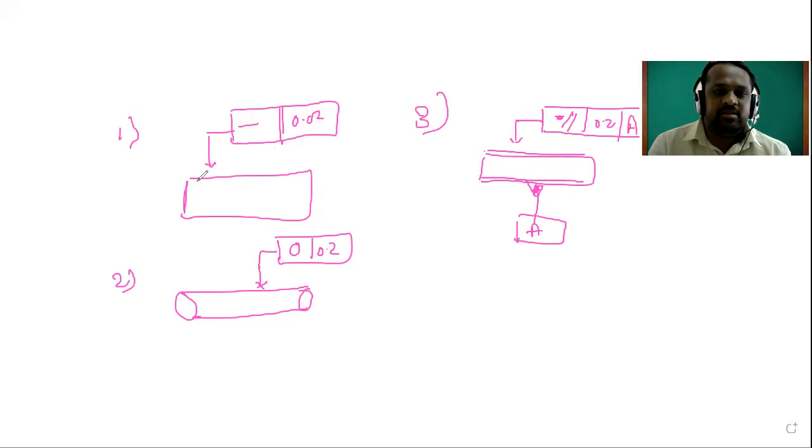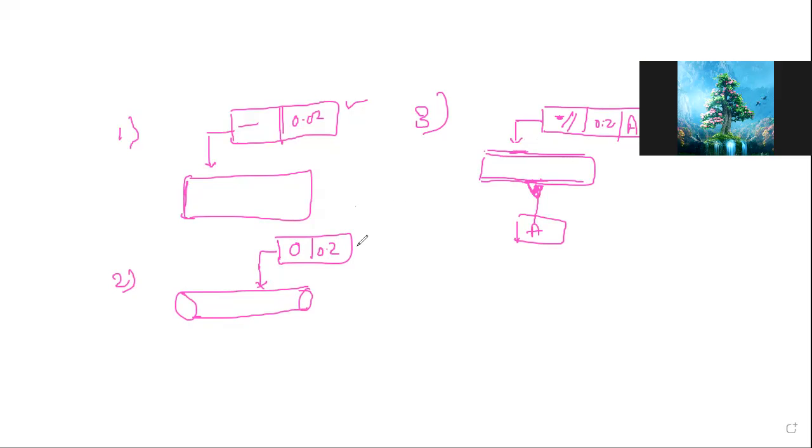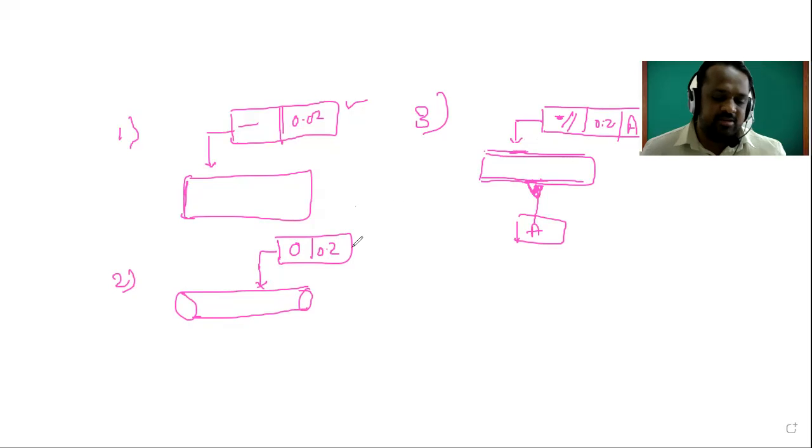What is the meaning of this? The straightness of that component should be within a tolerance of 0.2 mm. Then circularity should be within tolerance zone 0.02. Then this surface should be parallel with respect to datum A, within the tolerance zone 0.2 mm. Like this they will show in the drawing. It is called the feature control frame. So understood? Yes, sir. So the geometrical tolerances are completed.